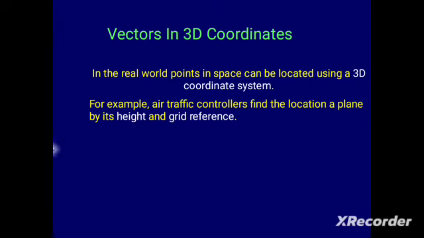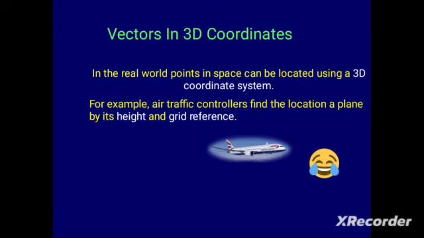See this. Wow, that is the plane. Now, the controllers would want to find the location of this aeroplane. And of course, they are going to use the three-coordinate system method, whereby they determine the height from the ground and the grid reference.